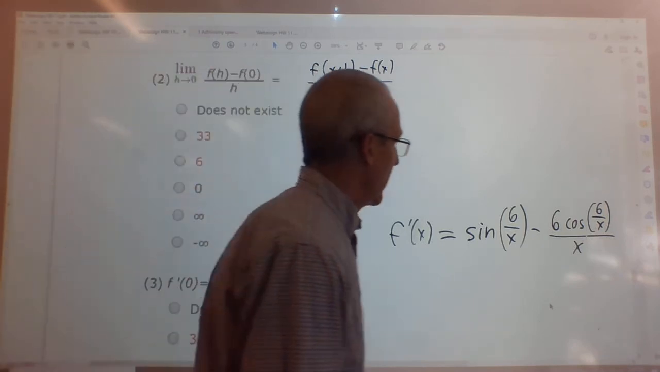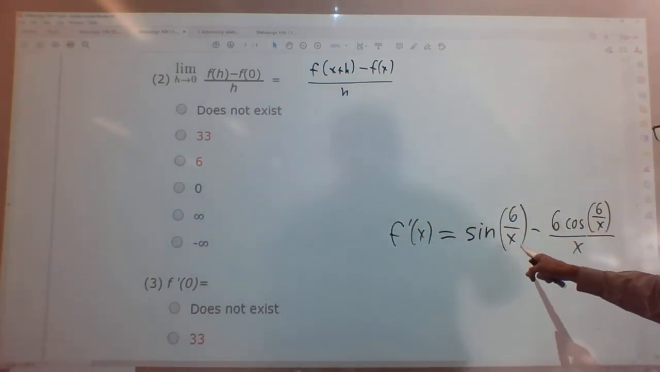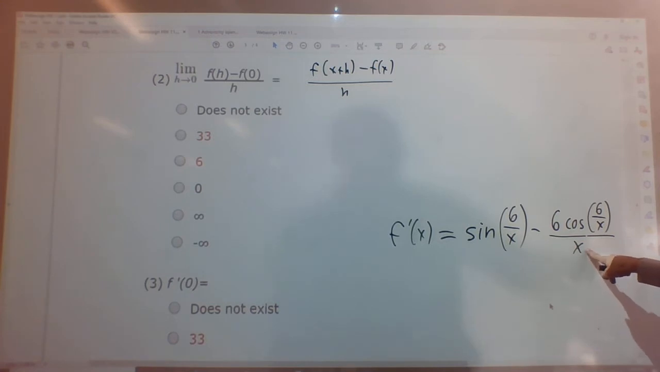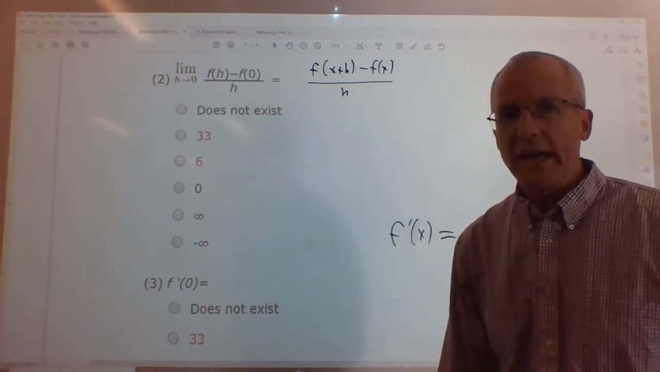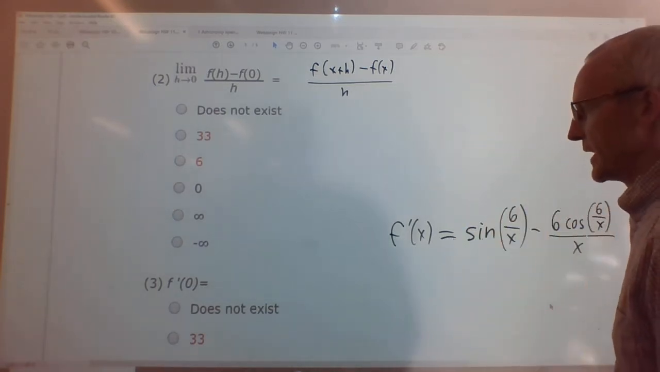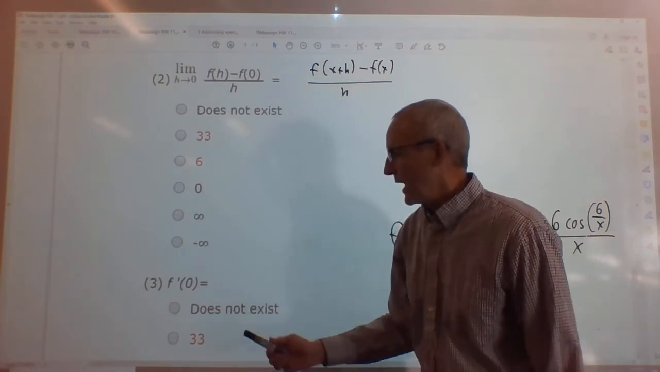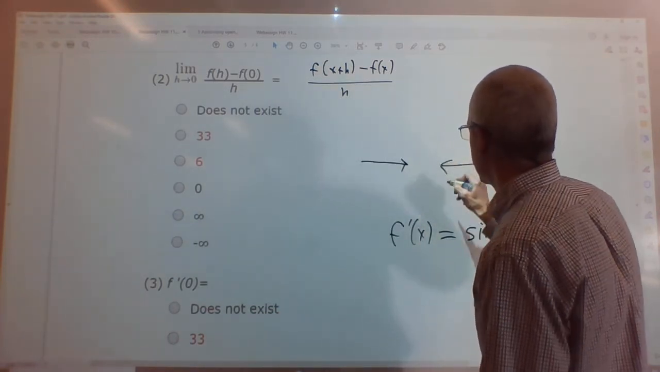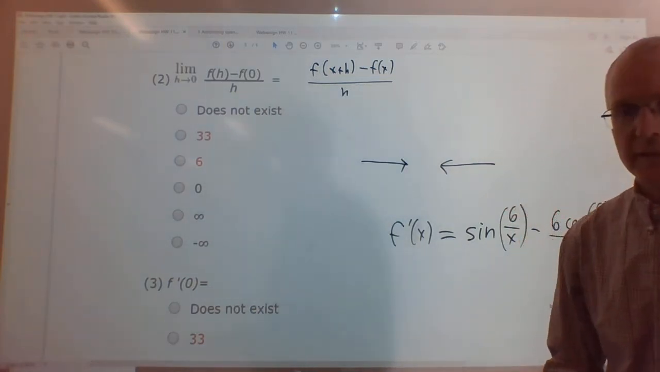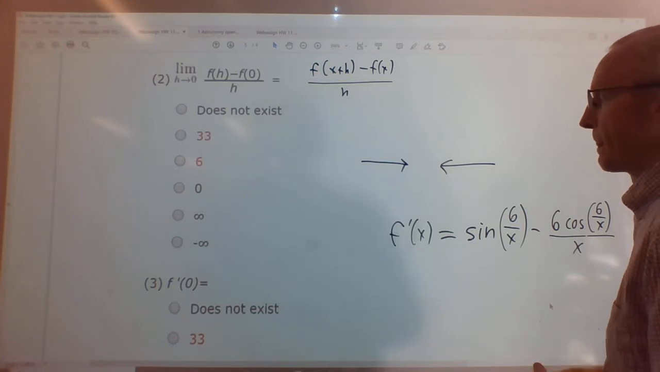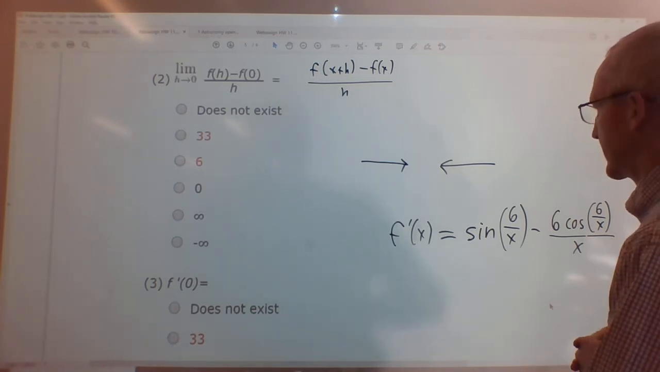Now, let's see, it exists everywhere else, but at 0 we're dividing by 0 here, and here, and here. It just seems like this should not exist, right? But that doesn't mean that it doesn't exist. To not exist means that as you go from one side, you get one answer, and as you go from another side, you get a different answer. Okay, so let's see if that's the case here.